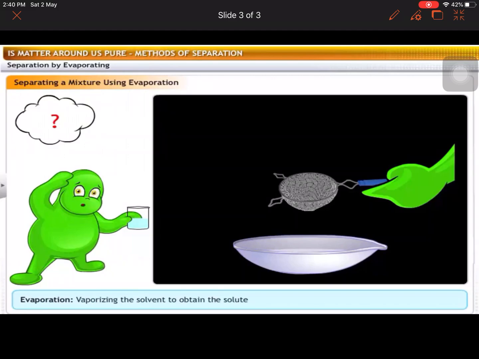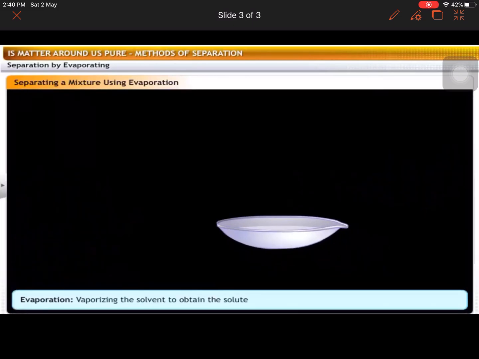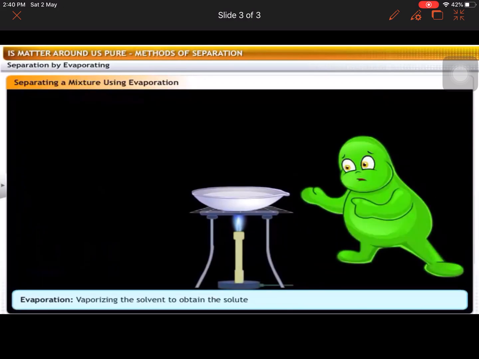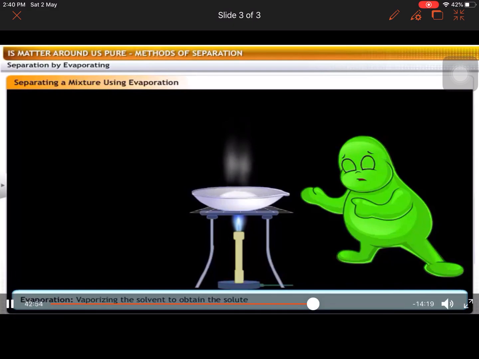Evaporation is the process in which a dissolved solid substance is obtained from a solution by allowing the solvent to vaporize. Let's take a look at this process through a demonstration. Take a common salt solution, put it in a china dish and heat it gently. You will observe that the water evaporates and the common salt is left behind in the china dish as a white solid.